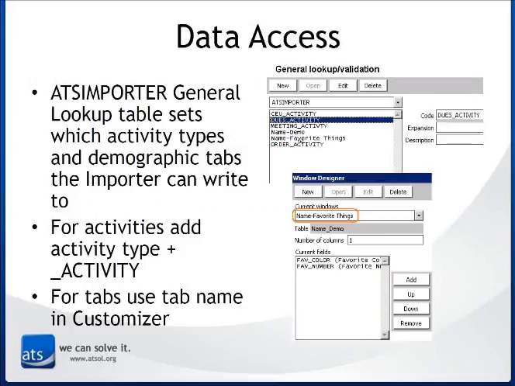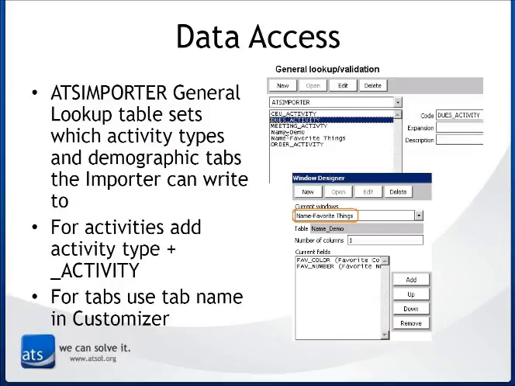Then data access, this is where you add the excess information that you need. If you want to add information into activity types, you actually need to create this general lookup validation for ATS Importer, and then you would put in each of the activities that you'd like to be able to import into this general lookup validation field.